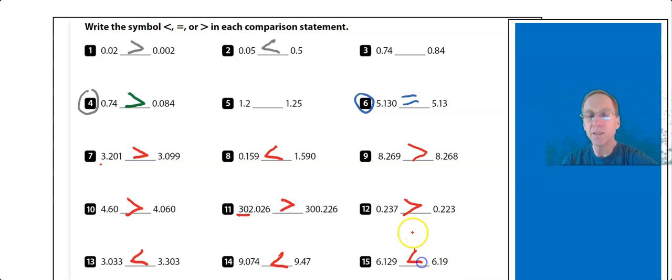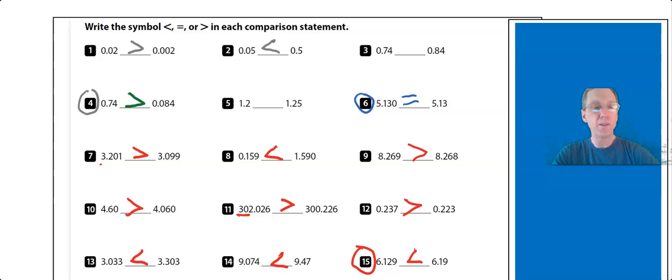Bam. Now this is an interesting one, because here's what they're trying to show you. You might look at this and say, well, look at all those digits. I got a lot of digits there. So be really careful. 6 and 129 thousandths versus 6 and 19 hundredths. Let's go look at that one.